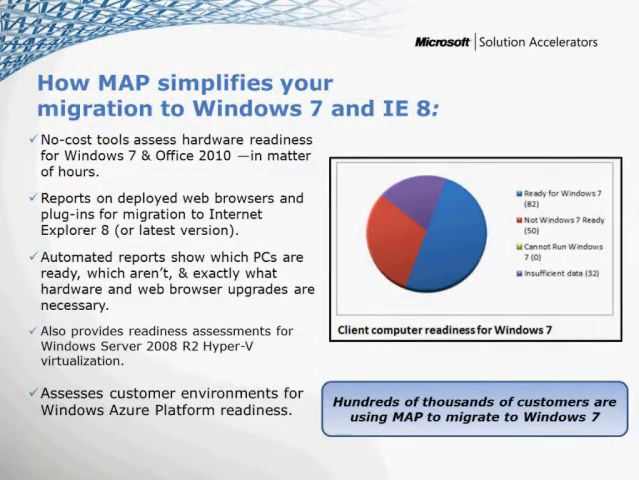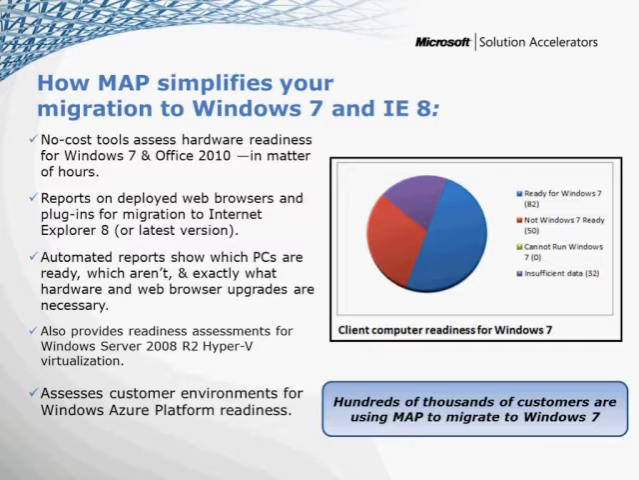Using MAP, you can perform a complete assessment of your organization's hardware readiness for Windows 7 in a matter of hours. MAP provides comprehensive reports to show you which of your PCs are already ready for Windows 7, which are not, and exactly what you have to do to fully prepare your hardware for a Windows 7 migration.